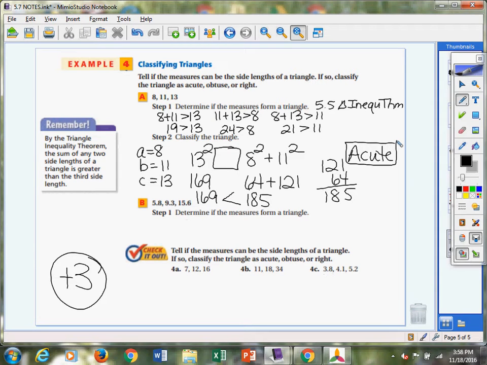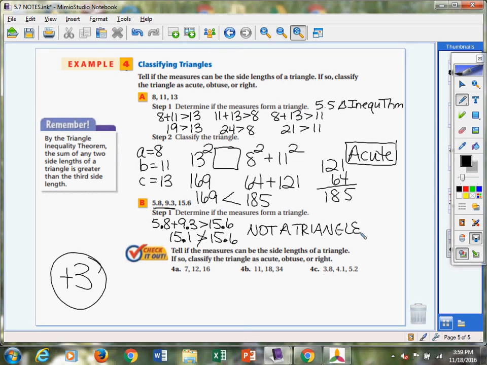So step 1, determine if the measures form a triangle. All right, so let's start with these two. 5.8 plus 9.3. Those two together should be bigger than that third side. Okay? So 5.8 and 9.3, that looks like 15.1. Uh-oh. That's not bigger than 15.6. So this is not even a triangle. So I can't classify it. It's not even a triangle because it didn't pass the Triangle Inequality theorem.